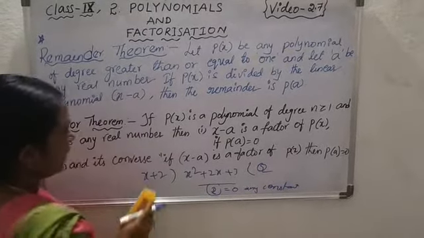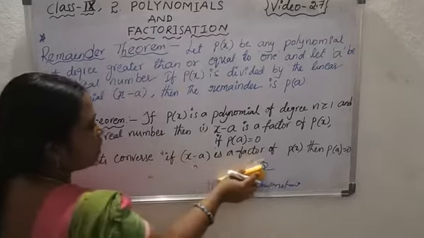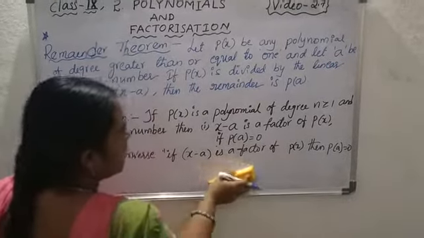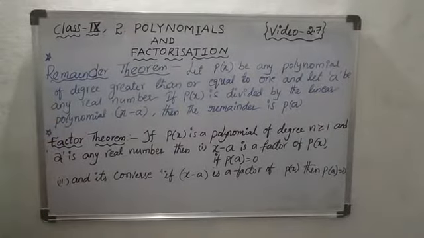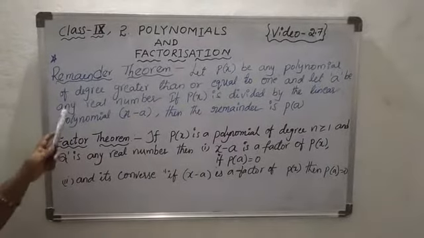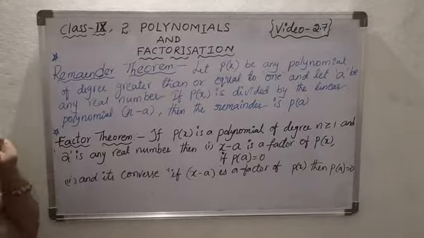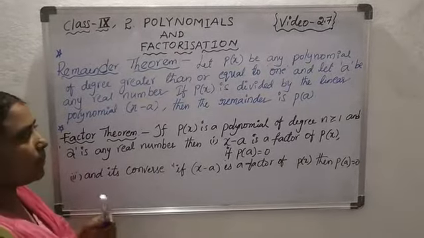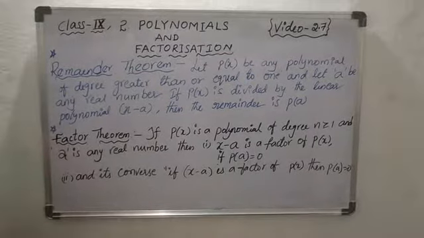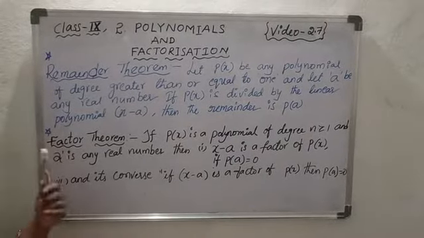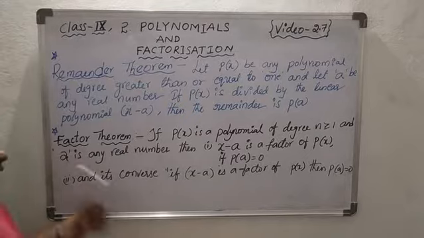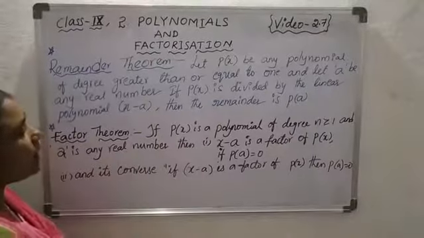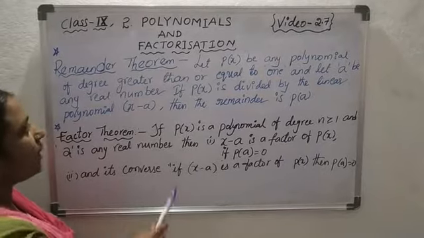But in this theorem, without doing the division method, we get the remainder directly. That is why this theorem is called the remainder theorem. Maybe we get the remainder 0, or any constant number, positive or negative integer, or any rational number. So before we start, here is the general definition of the remainder theorem.